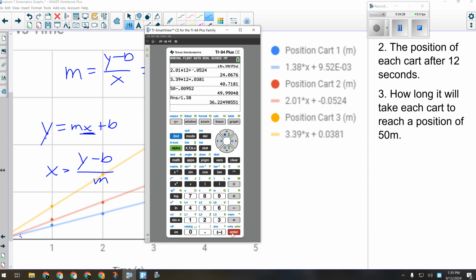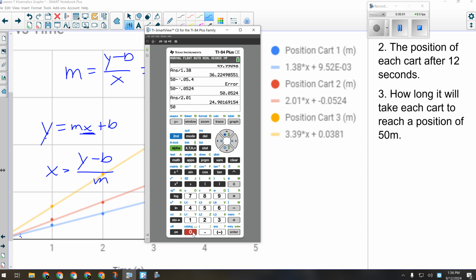For the second cart, it will be 50 minus negative 0.0524. Gotta cut the decimals in there. 50 minus negative 0.0524. That's better. And then divide that by 2.01. We're looking at 25 seconds for that one.